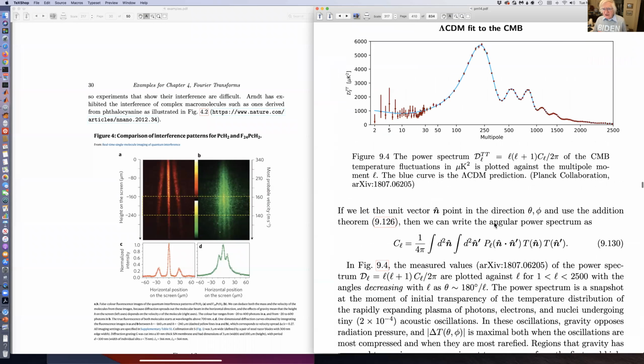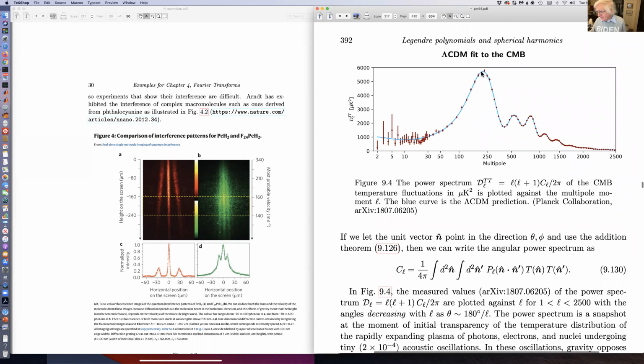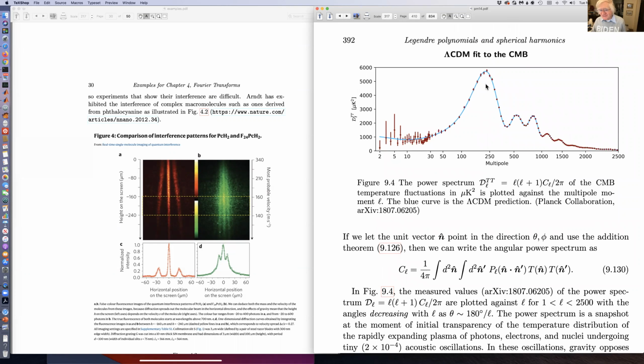The remarkable thing is that this curve here is fitted with only 6 parameters by the Planck group. Now I should tell you that one of the parameters was fitting the height of the curve at the maximum, so it's not that good. But the other 5 were physical parameters that correspond to the parameters of the early universe at 380,000 years after the Big Bang.